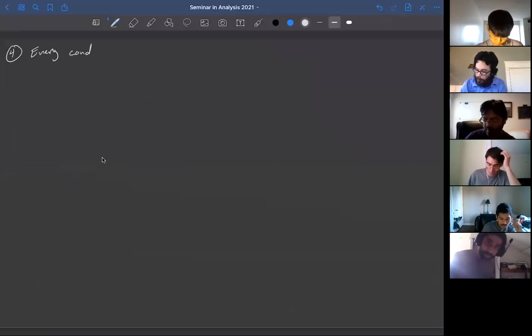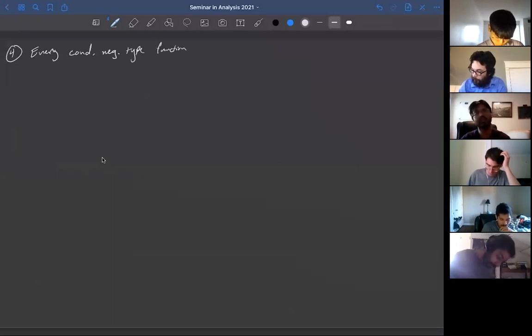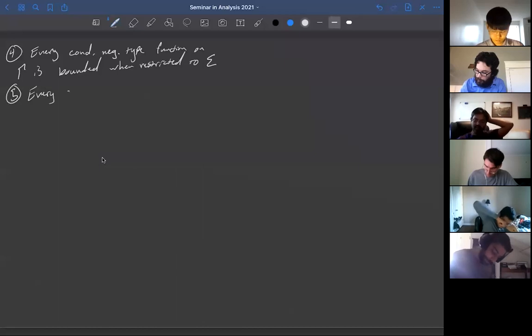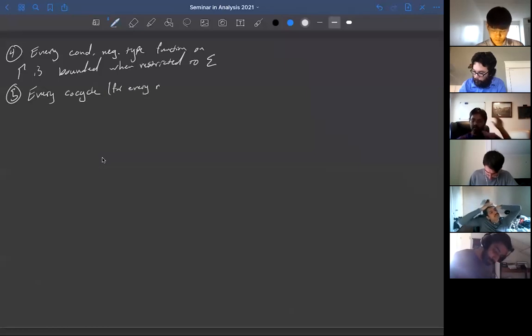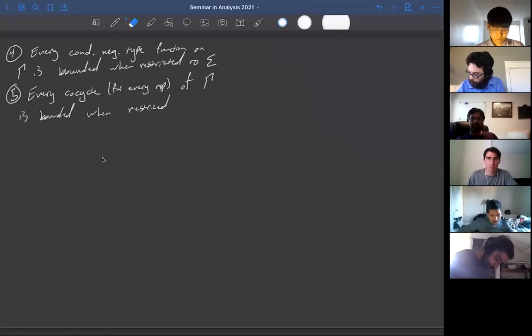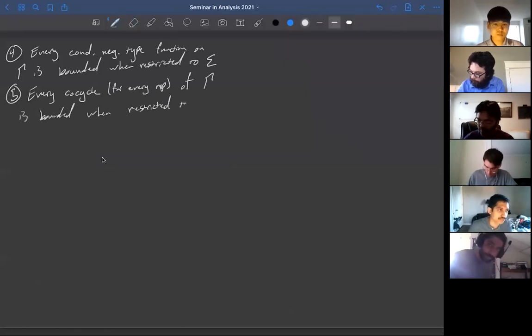Four, that every conditionally negative type function on gamma is bounded when restricted to sigma. And five, every cocycle for every representation of gamma is bounded when restricted to sigma.